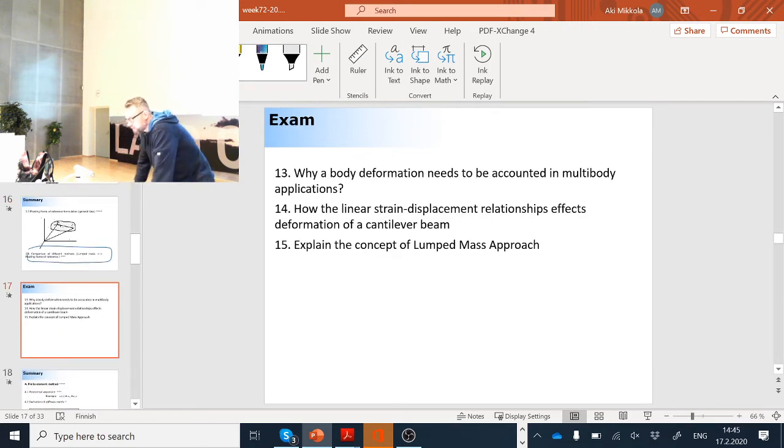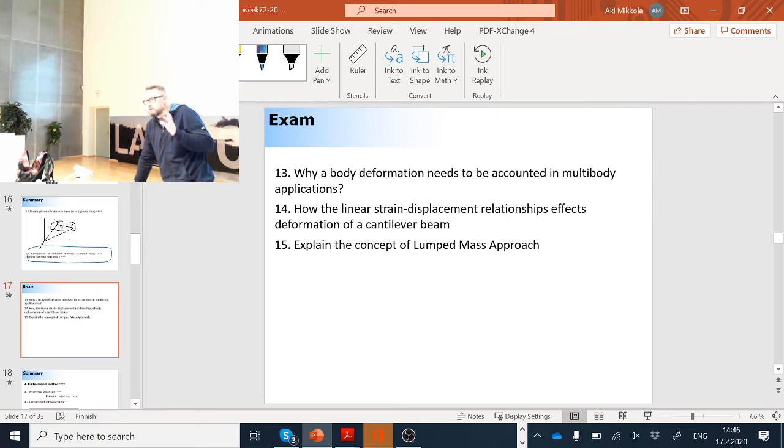Why a body deformation needs to be accounted in multi-body applications? To show off your skills. Yeah, could be a reason, but maybe a better reason than that could be to get more accurate models, to match your model better to reality. Then how linear strain displacement relationship affects the deformation of a cantilever beam. You know that already. That's that story that it remains in a loading line. Explain the concept of lumped mass approach.